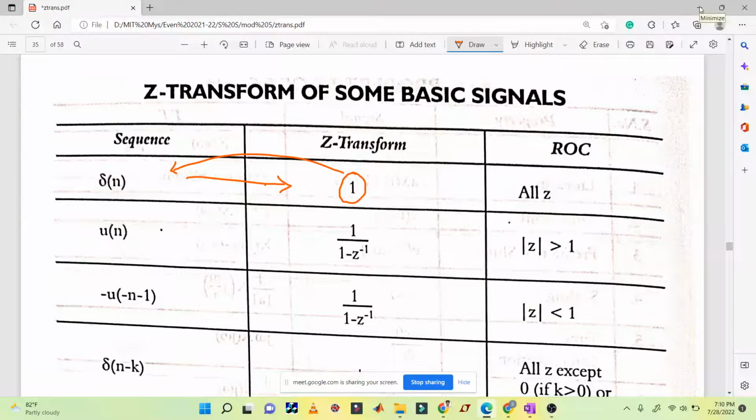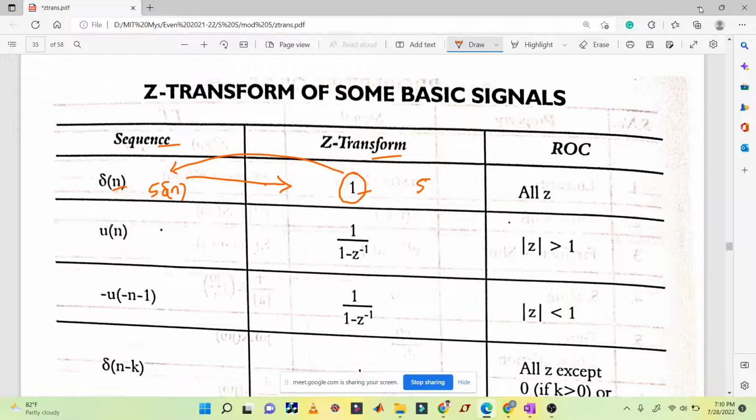So this is the table of sequences and their Z transforms. Given the sequence delta n, the Z transform is 1. This is standard, right? We have already calculated it. Now if you are given 1 and asked to find the sequence, it will be delta n. If the transform is 5, then it is 5 into delta n.